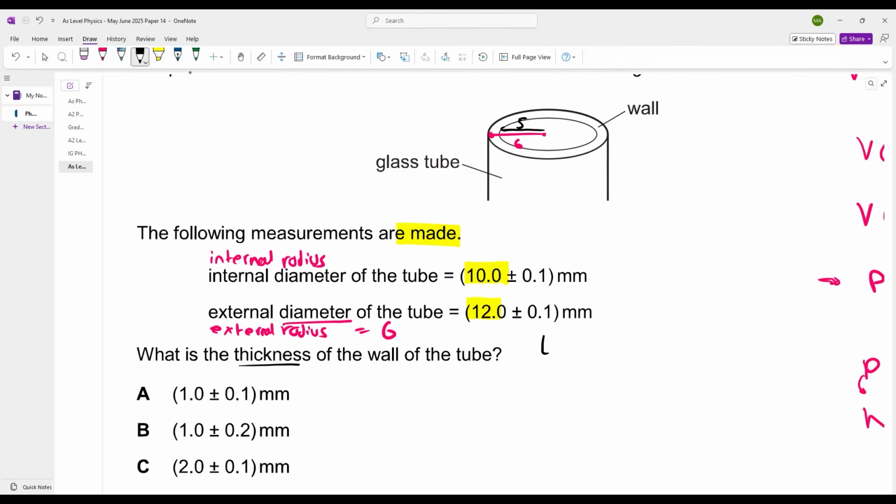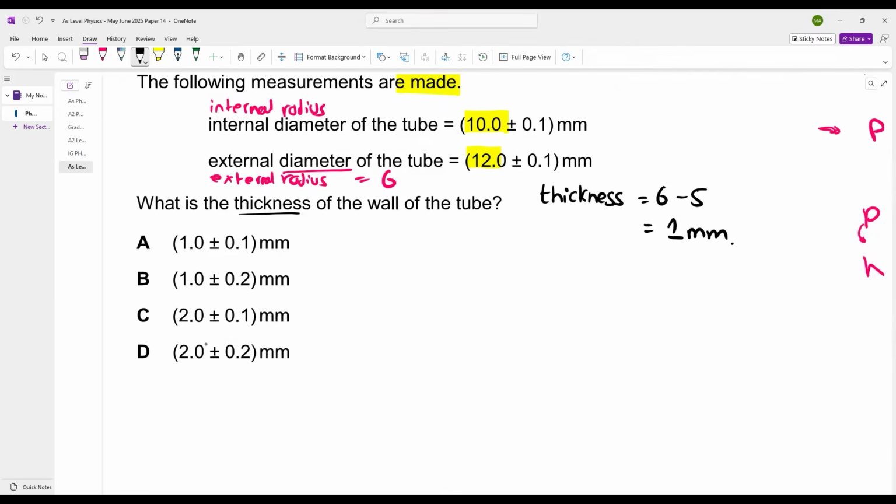Can you calculate the thickness? हाँ जी. Thickness कौन सा एरिया है बच्चे? ये चीज, ये स्मॉल लिटिल चीज. थिकनेस क्या आ जाएगी? 6 minus 5, that is equals to 1 millimeter. So obviously option C और D बेटा क्या हो जाएंगे? Cancel out. C और D options cancel out.